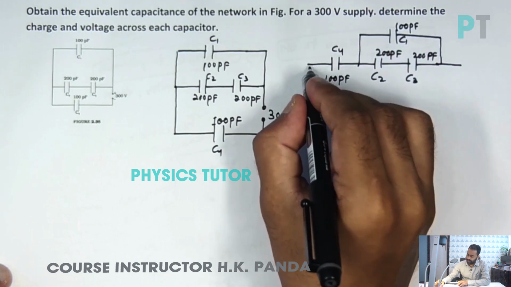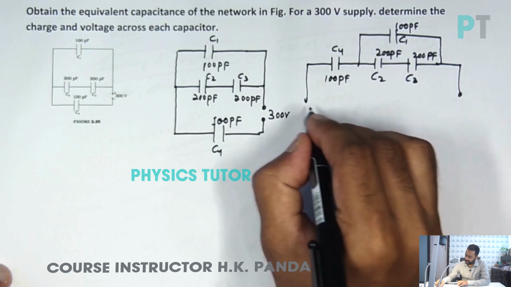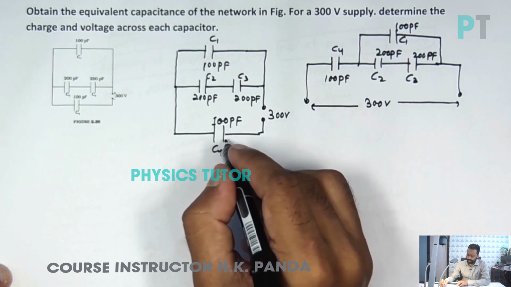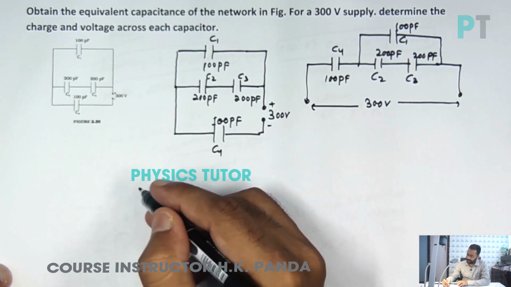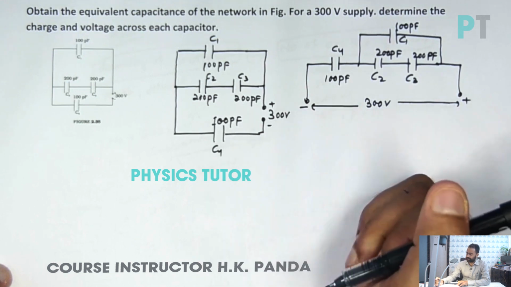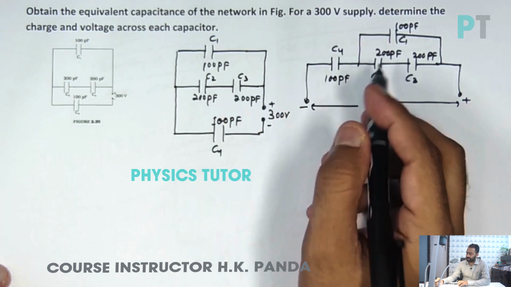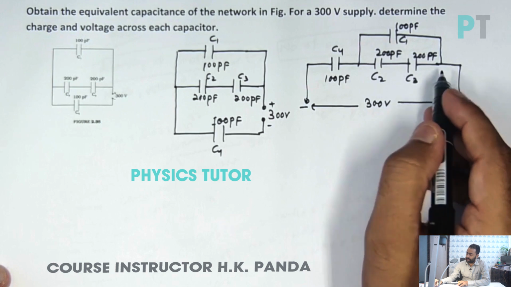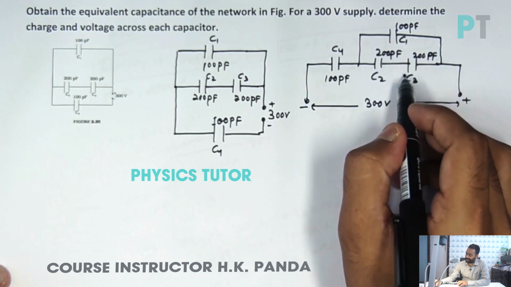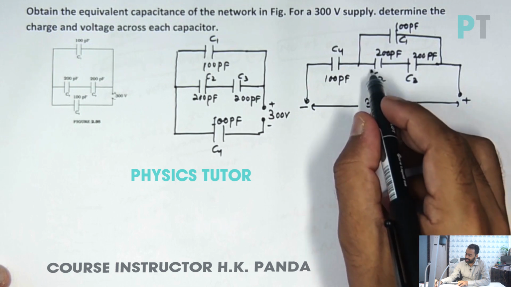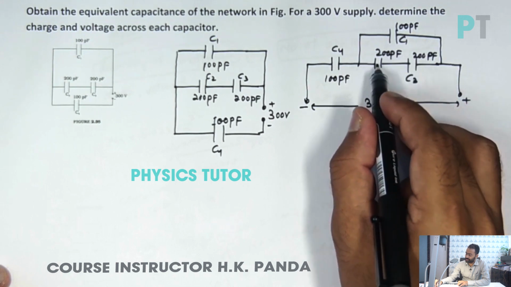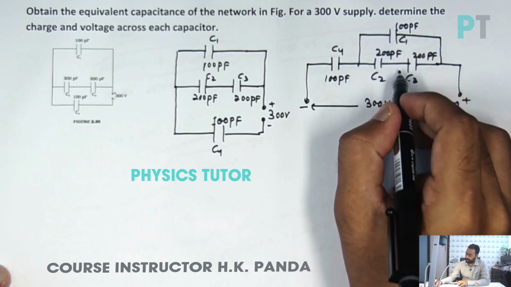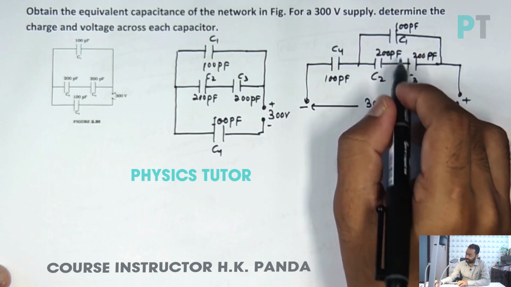This is my C1, and this total circuit is connected to a 300 volt supply. Here it is given that this terminal is positive and this is negative. So this is the reduced form of the circuit. We can see clearly that C2, C3 are in series, and this total capacity of C2, C3 is in parallel with C1. The equivalent capacity of these two series 200 picofarad capacitors will be 100 picofarad, and 100 picofarad, 100 picofarad are in parallel, so they will be 200 picofarad.